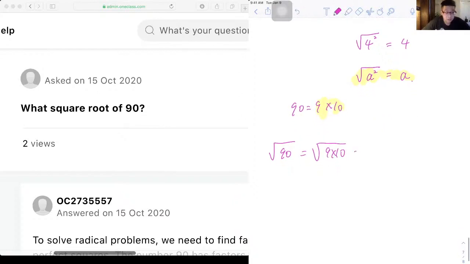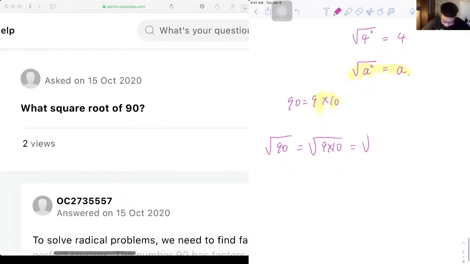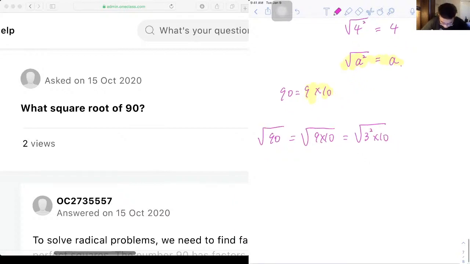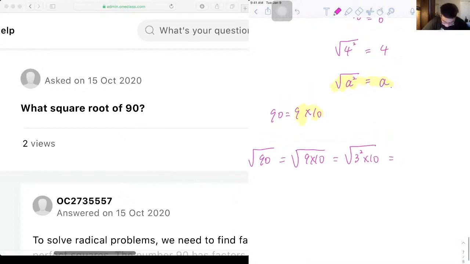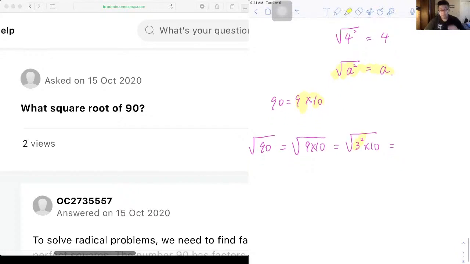And this is also equal to root of 3 squared times 10, right? Because 3 times 3 is just equal to 9. And recall what we have about this part, because we take the square root of 3 squared, that's just going to be 3 itself. So we can take that out from the radical sign. So we have 3 root 10 as our answer.